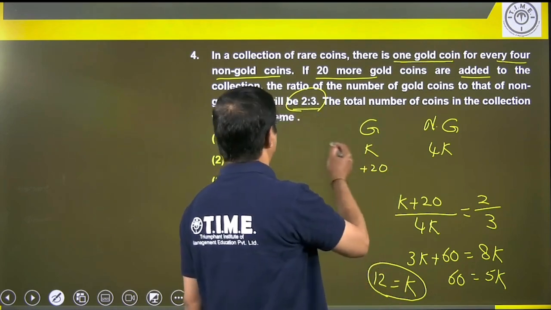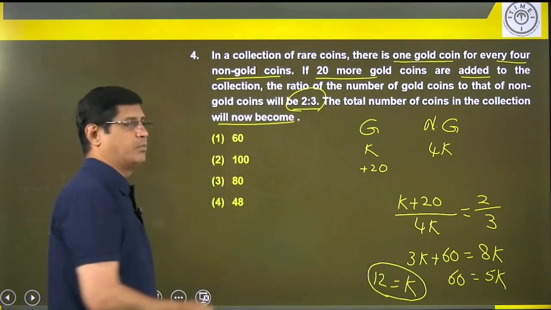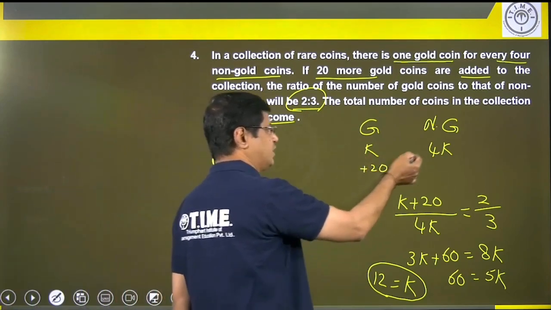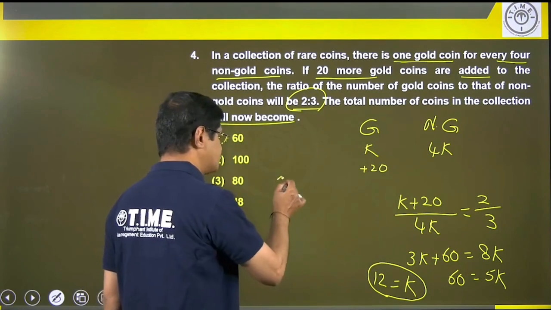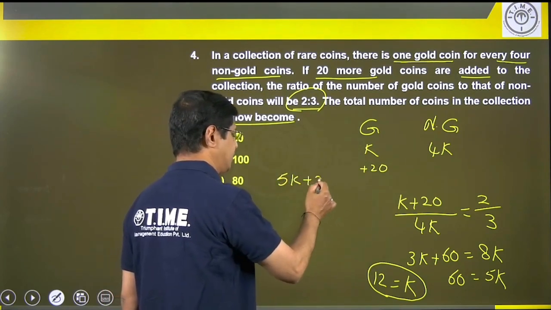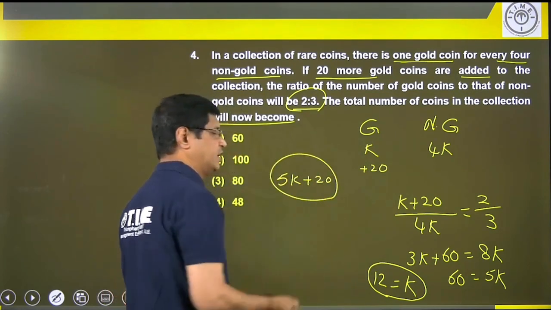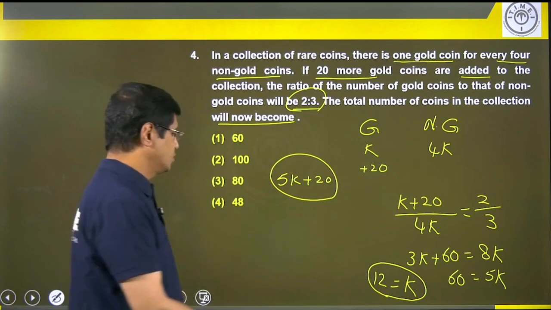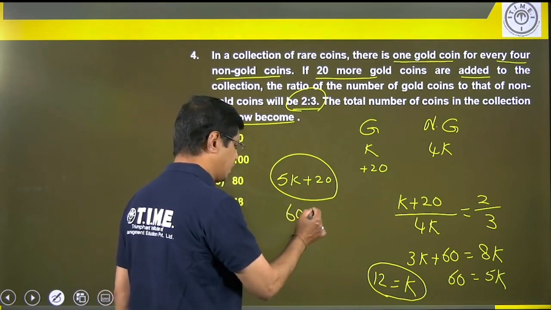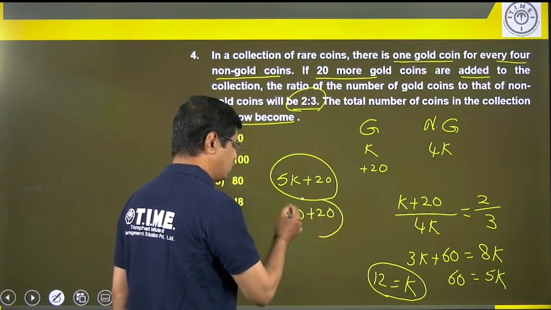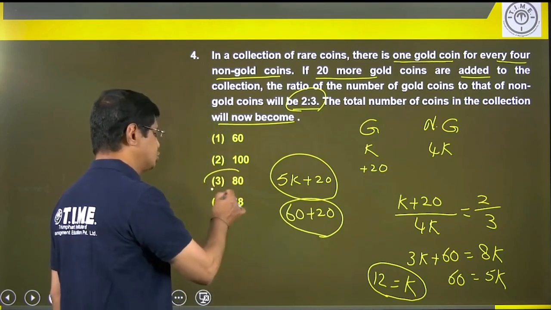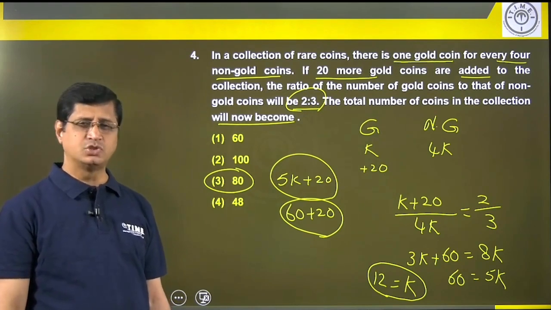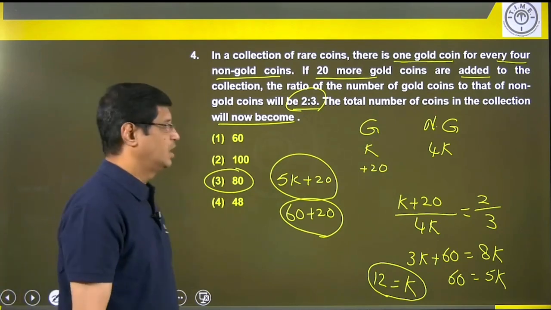What to find? The total number of coins now. What is the total number of coins? Total number of coins means K plus 20 plus 4K, means 5K plus 20. K is equal to how much? 12. 5K means 60. So 60 plus 20, that is 80. Answer choice 3. Third choice is the right answer.